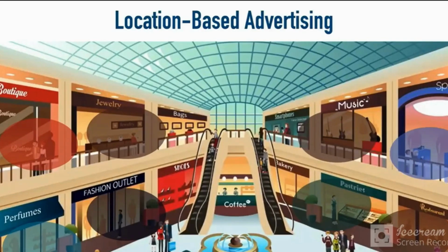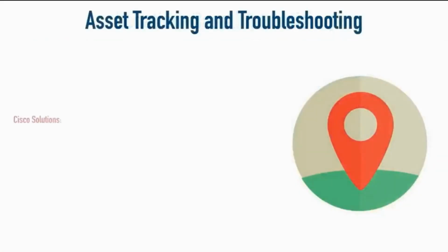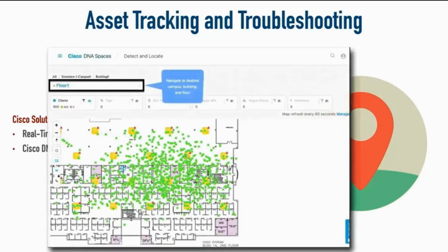But in our enterprise networks, it's great for asset tracking or troubleshooting to see where our devices reside right now. And Cisco accomplishes this using RTLS, that's real-time location services. If we take a look at Cisco DNA Spaces, it looks much like this. If we have a floor plan and we have positioned our access points correctly on this floor plan, we're going to be able to see to a fairly high degree of certainty the current location of our wireless clients.